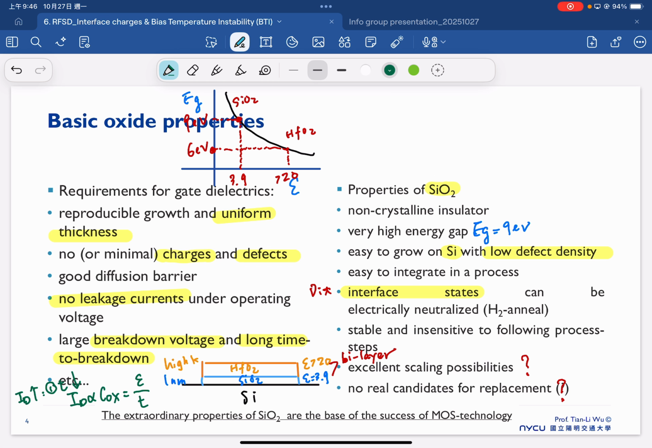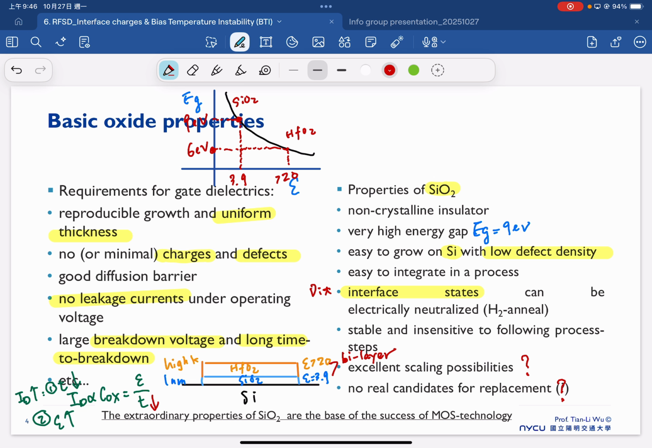Then you will understand that it is not possible to continue scaling SiO2 because the leakage current will become very high, and then we will have a phenomenon that we call direct tunneling. Therefore, another possibility is that we try to find a material which has a larger dielectric constant. If the material has a larger dielectric constant, that means it is also possible to boost our output current.